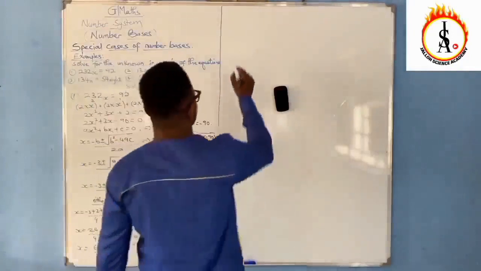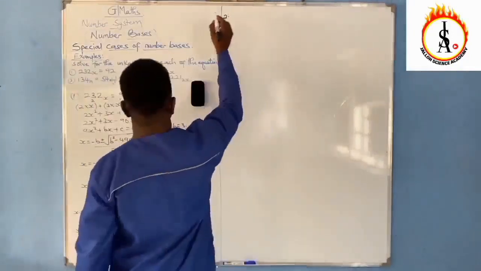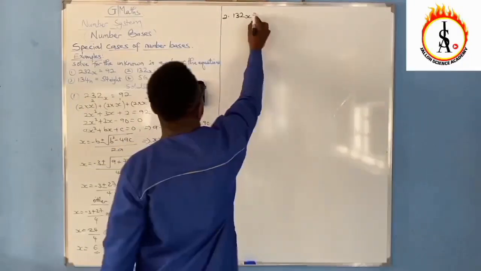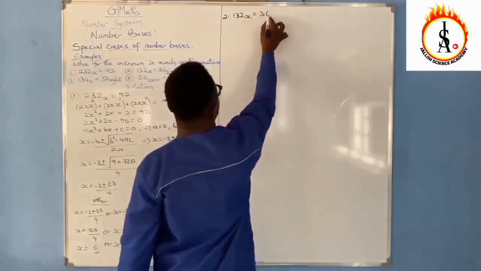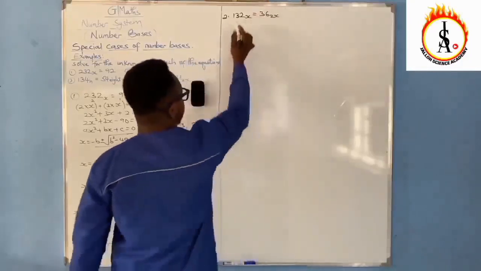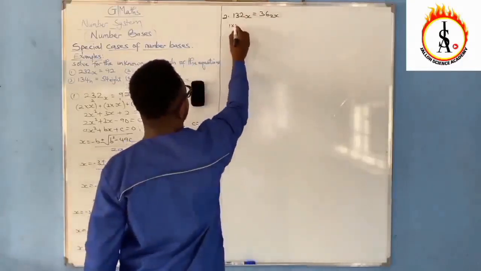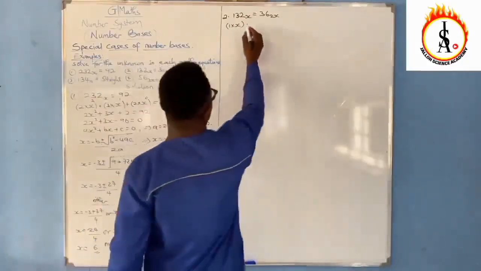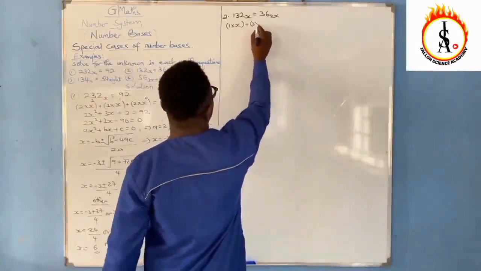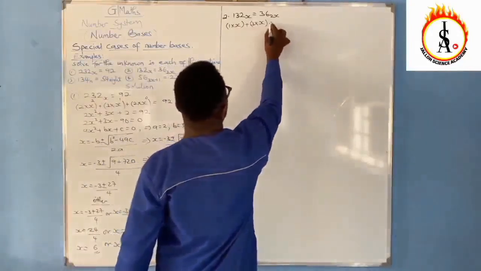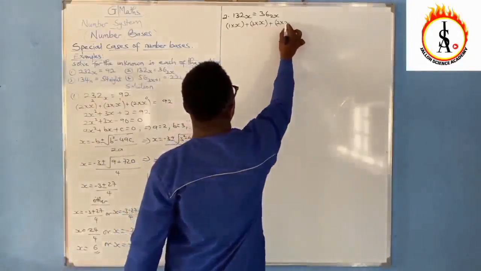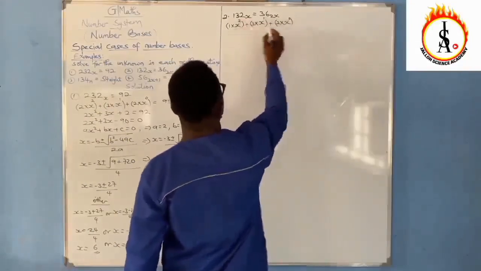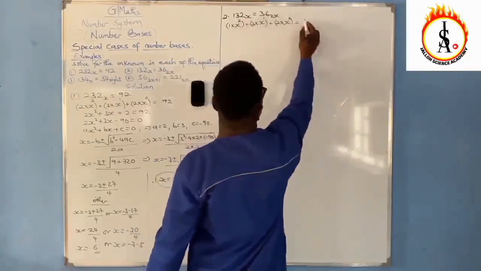Let's look at the second example. The second example is 132 base x is equal to 36 base 2x. So we say here 1 multiplied by x, because we're going to convert all of these to base 10, plus 3 multiplied by x plus 2 multiplied by x. Power 0, power 1, power 2. Write the equal to sign.